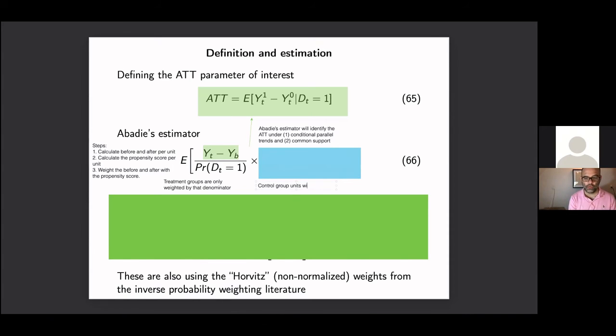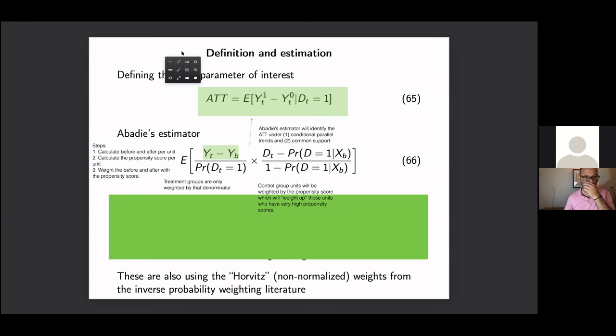But control group units will be weighted by the propensity score, which will weight up those units who have very high propensity scores. Okay, so look, when you have a 0, if you're in the control group, that goes away, and then your weight on this before and after is negative. It's basically like the weight is an odds ratio version of the propensity score. You can see it right here. It's the propensity score fraction divided by 1 minus the fraction. And the negative here is what's going to indicate this part. Okay, so this is basically how you're imputing those counterfactuals.